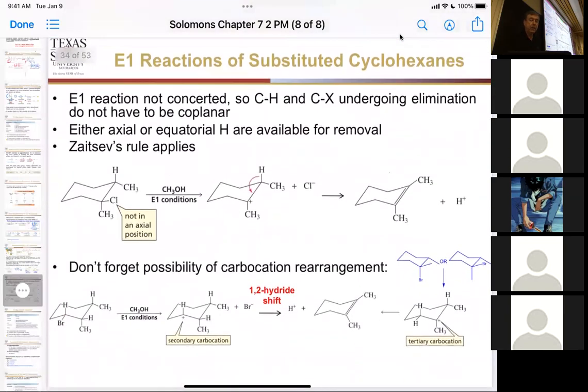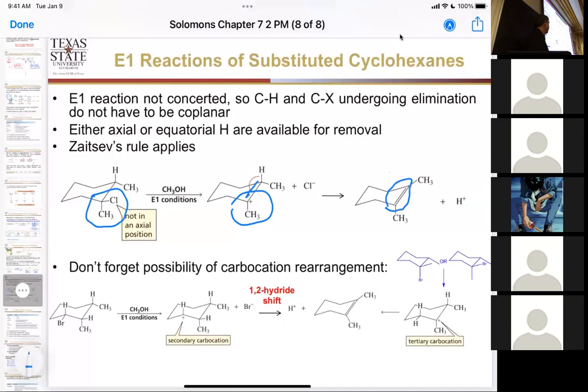Okay, now when you have a ring, we said before, if you do an E2 reaction, your halogen has to be axial and a hydrogen has to be axial to be able to do the elimination. That's not true here because we've changed our mechanism. We're going from an sp3 hybridized orbital to a flat sp2 trigonal planar. And so it doesn't matter. You can actually have it removed and still form your product. And in this case, it's going to form right here because it gives us the most substituted product.